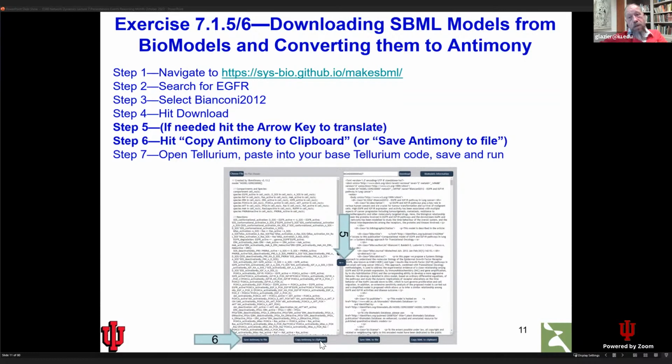And then open your Tellurium. Start out with model string equals triple quotes. Paste what you've just written into that string. And then do a TE load A, r.simulate, and r.plot, and see what happens. Okay.